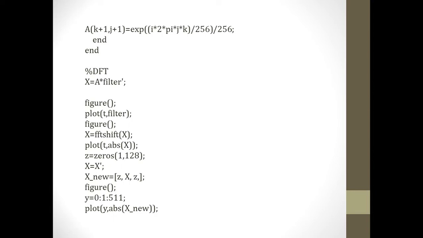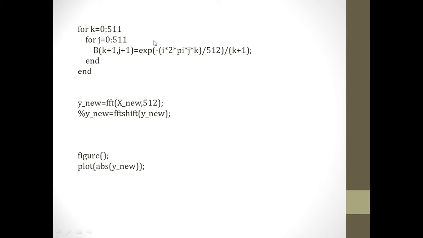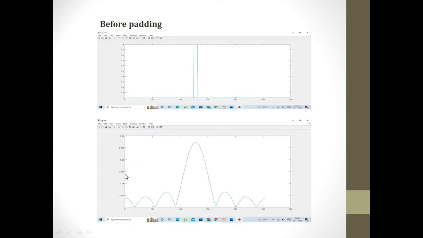Next, after completion of this padding, we need to find the DFT of the new filter obtained after padding. This is the equation of the DFT. So after padding, we compute the DFT and convert it back into frequency domain. So finally, we plot the result of the finally obtained frequency domain filter. So here we can see the results.